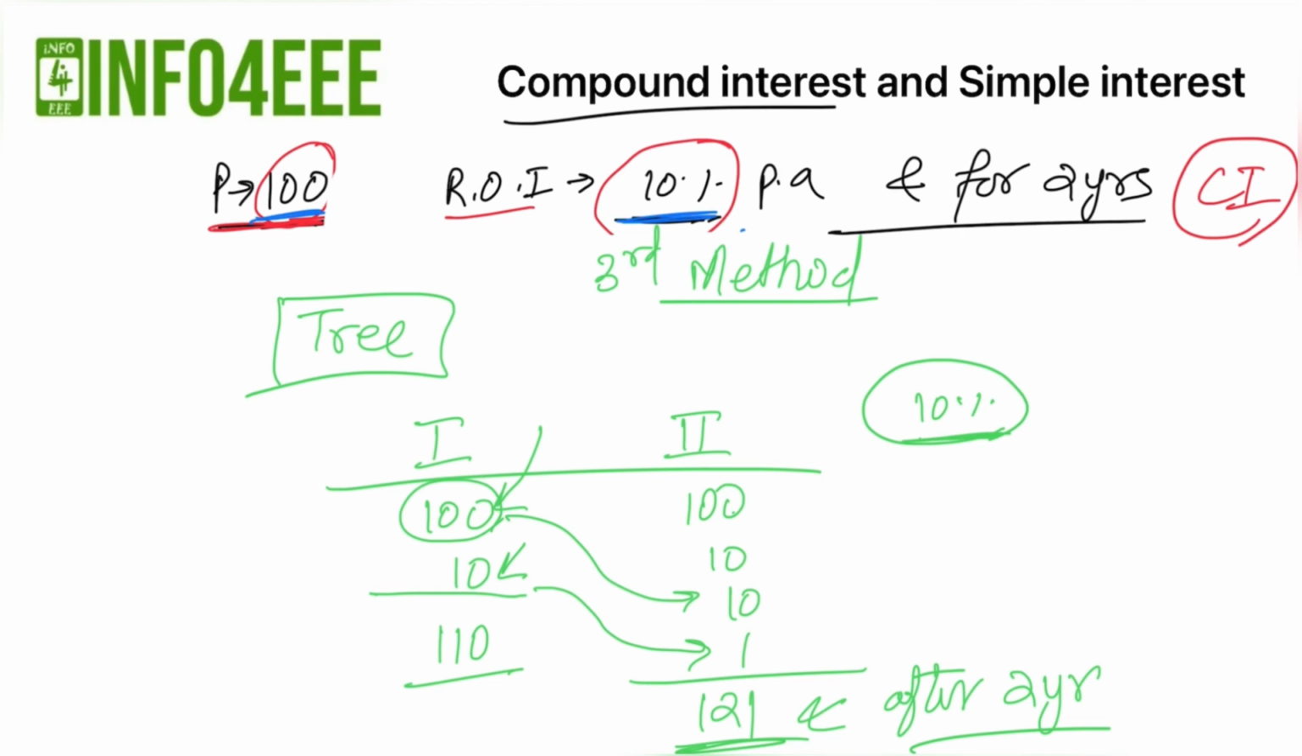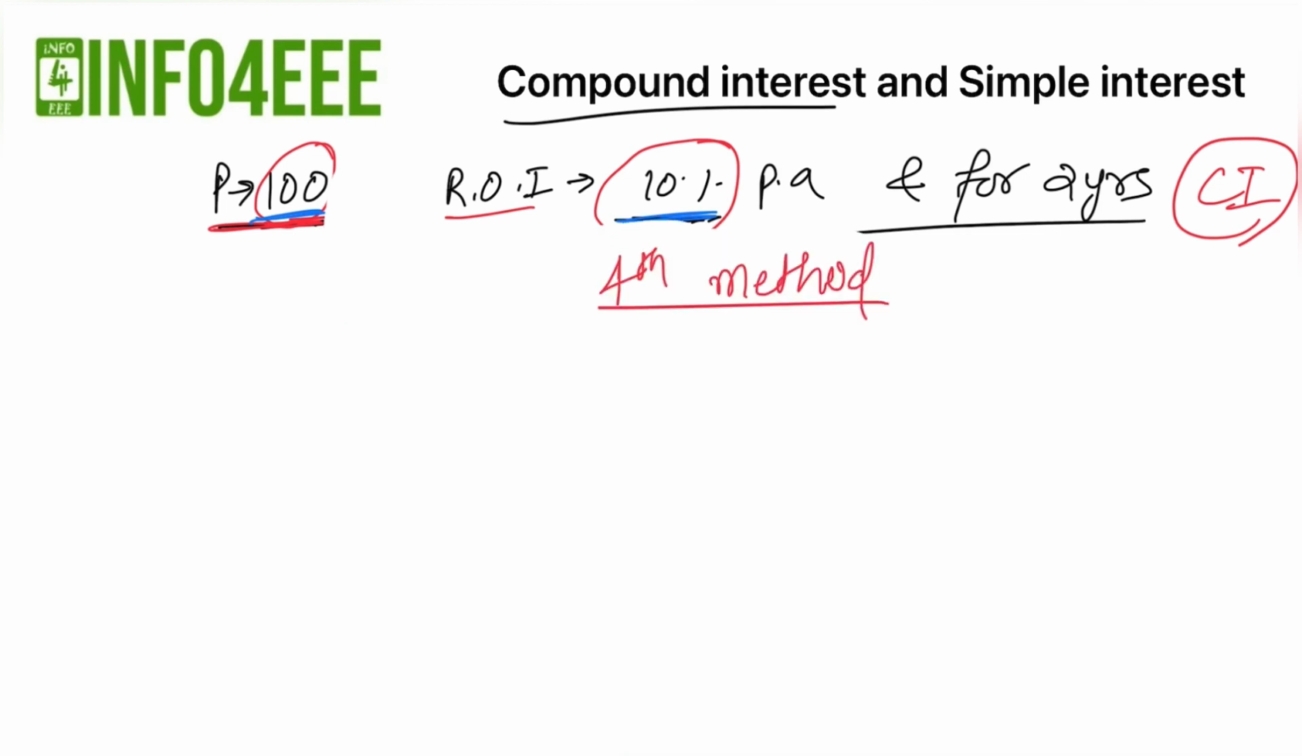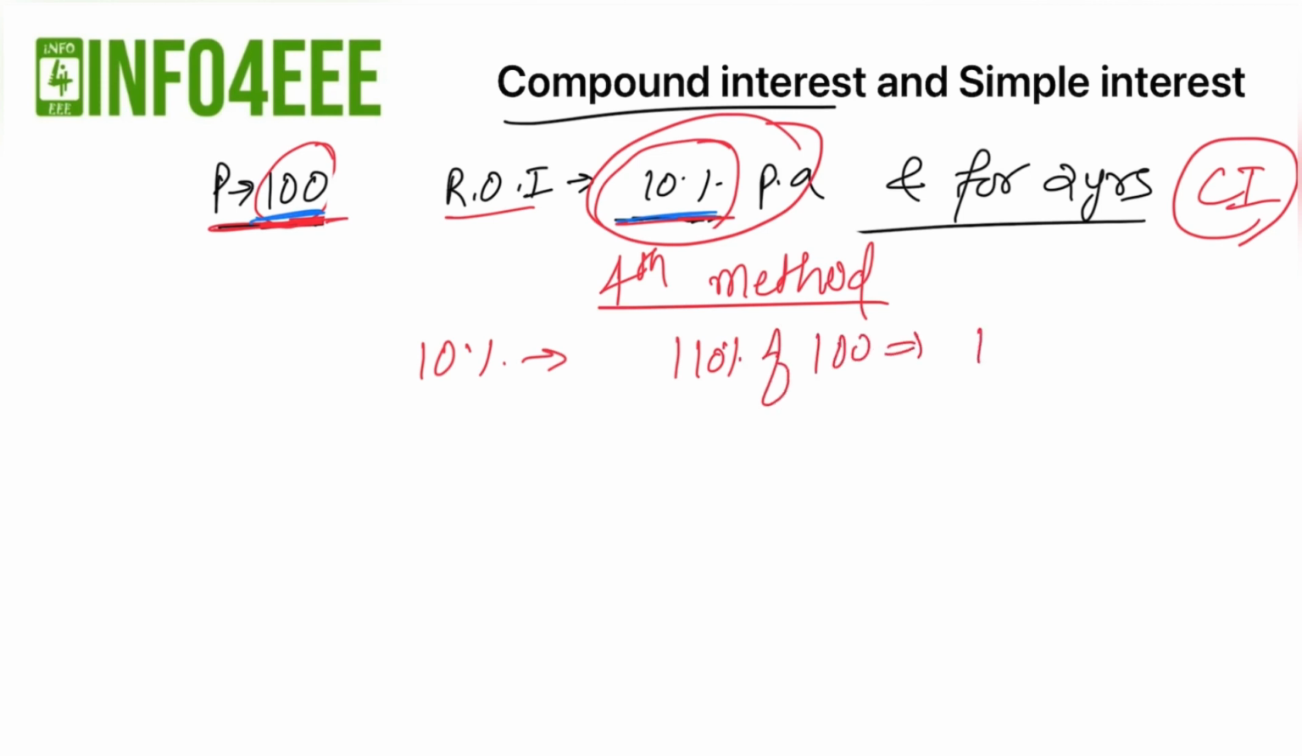Now let's see method 4. In the fourth method, what you need to do is understand the percentage. So it is saying that 10%. If you are going to invest 100 rupees, you will get 10% more on that. It means that you will get 110% of 100 in the first year, which is 110 rupees for the first year. So this 10% is the same as 1.1.